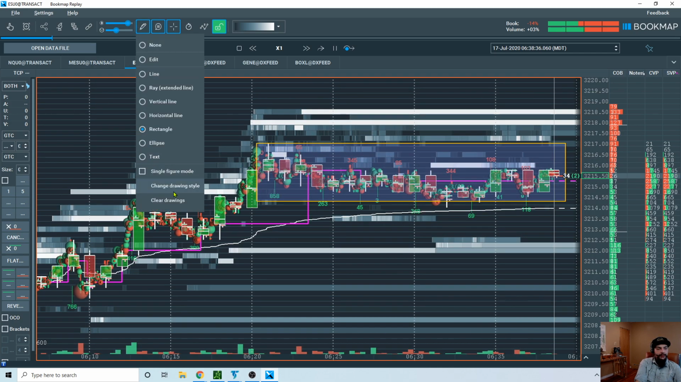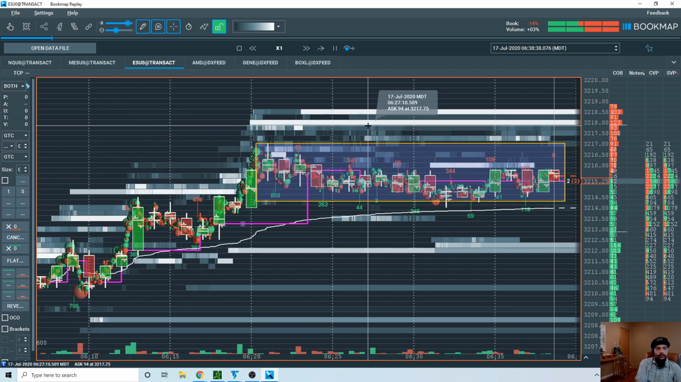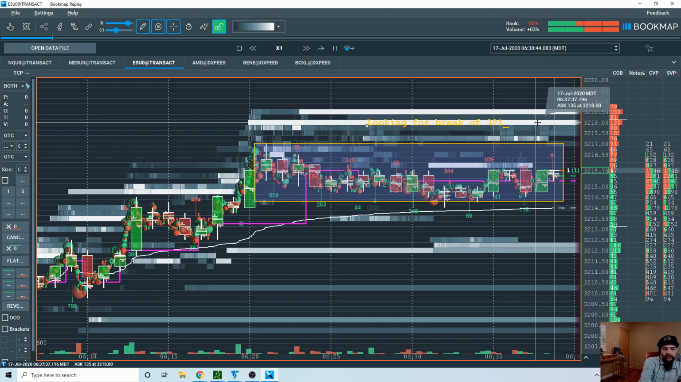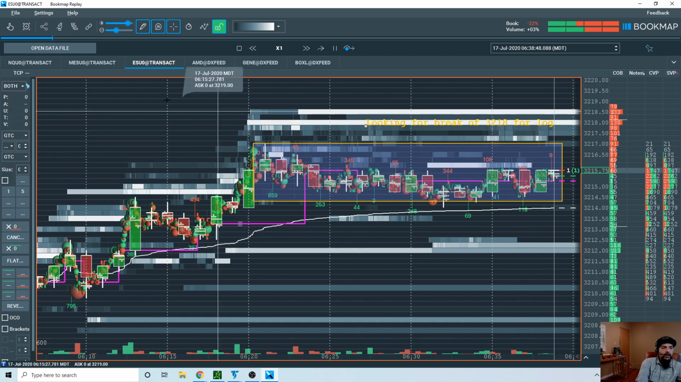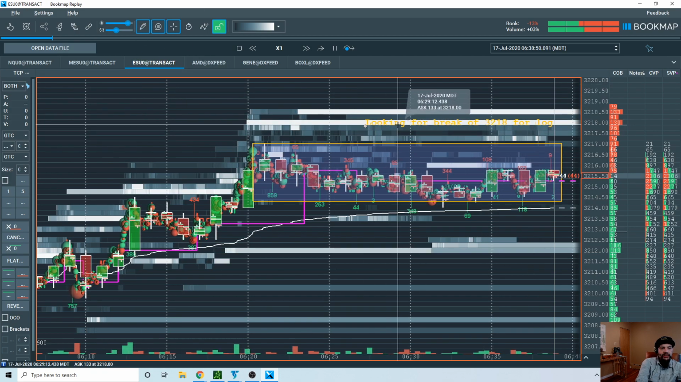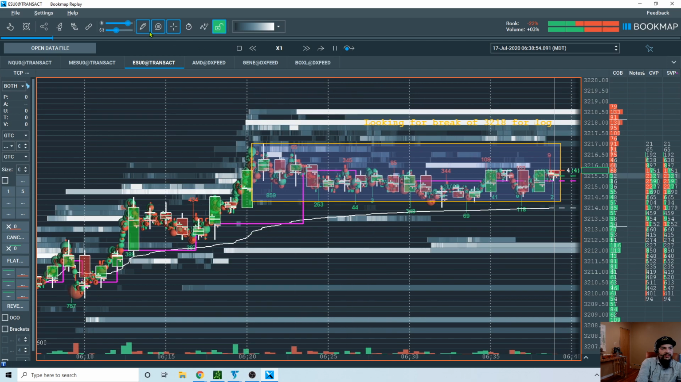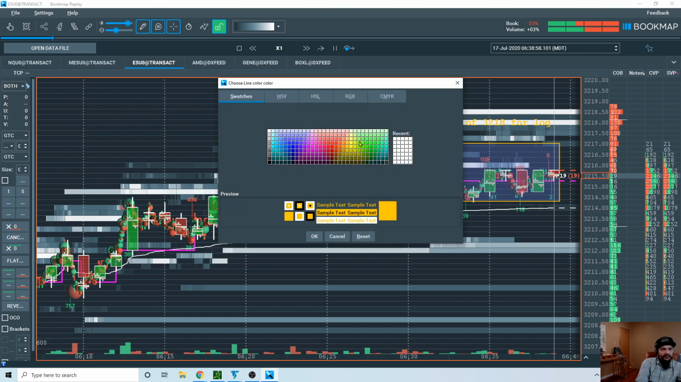What else do we got in here? We have our text tool. So, looking for break of 3218 for long. All right, awesome. Let's say I want to change the color on that. It's not letting me change the color at the moment. There we go. Change it to blue.